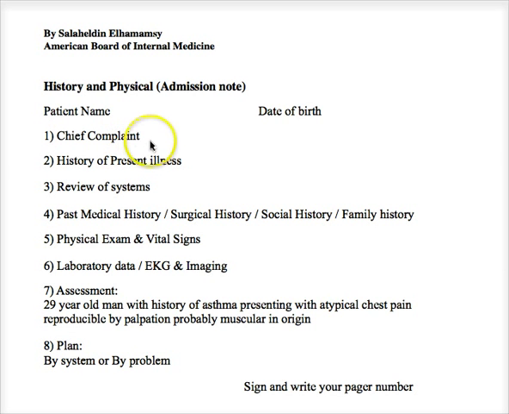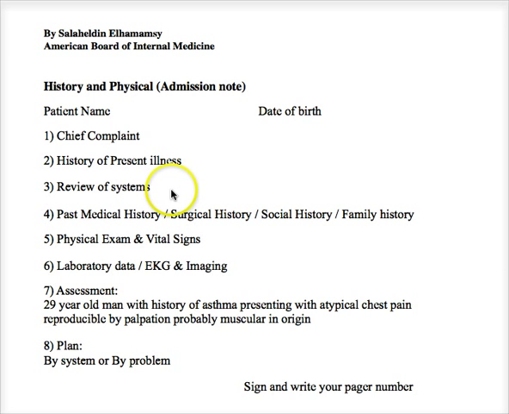First component is chief complaint, which is usually concise, something like chest pain or fatigue. And then history of present illness, where you describe the present illness, would sound something like 55-year-old man with a past medical history of hypertension and hyperlipidemia, presenting with a chief complaint of chest pain. The patient describes the pain as, and then you go on describing the chief complaint.